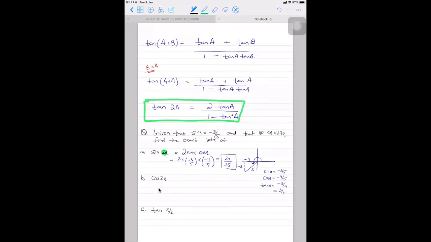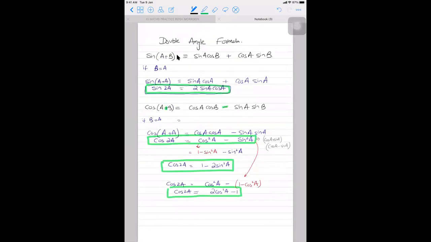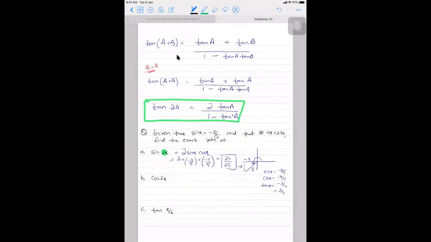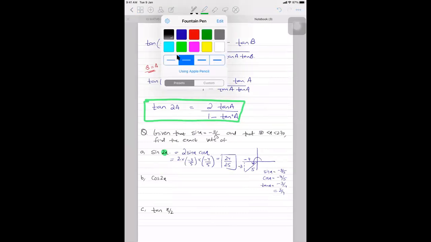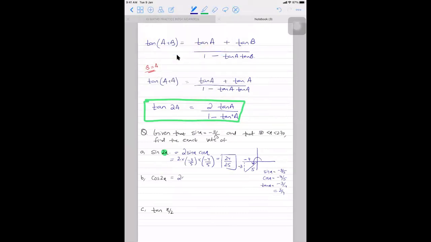So what is the double angle formula for cos 2x? Could you go back? 2 cos square a minus 1. I can use any of the formulas. Yes, if you want to use 2 cos square x minus 1, that's also correct. Okay, 2 cos square x minus 1.